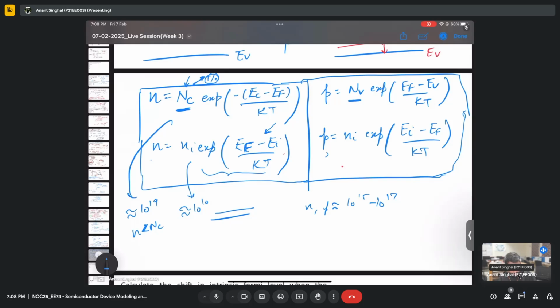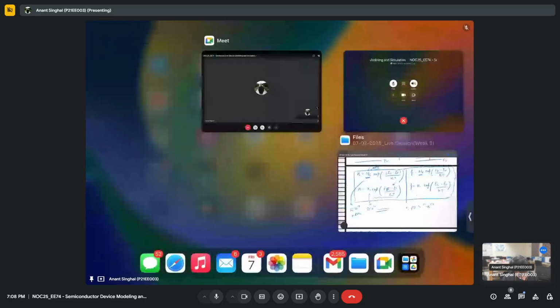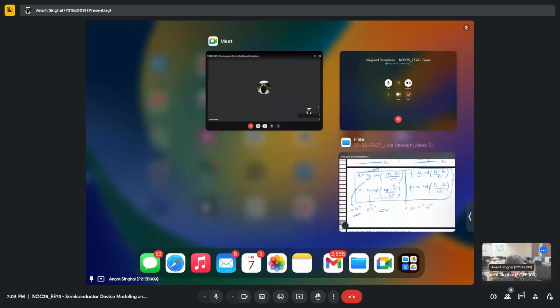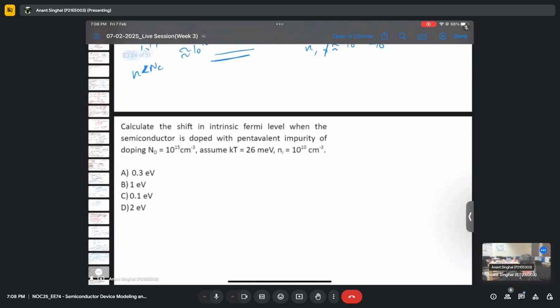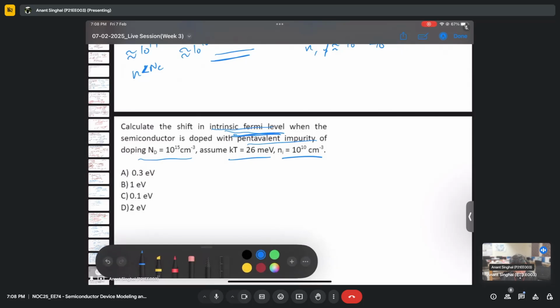Do I have any problem in that? Let me check. So let's say this is one problem. The problem states: calculate the shift in intrinsic Fermi level when the semiconductor is doped with a pentavalent impurity of this concentration. Assume KT this and Ni this. So shift in the intrinsic Fermi level. Can anyone tell what we need to calculate here?